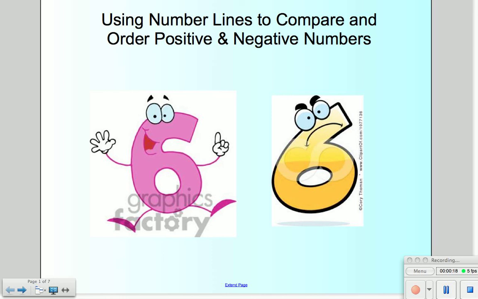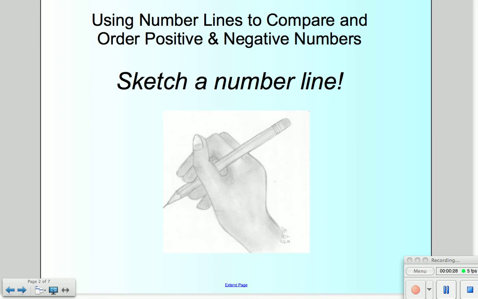Okay, so we need to use number lines. They're not going to be giving you number lines every time you need to solve a problem. So you might see a problem that asks you to order or compare positive and negative numbers. And guess what you are going to do? You're going to sketch a number line. So we're going to practice sketching number lines in order to solve problems that involve number lines. So let's look at one of those problems.